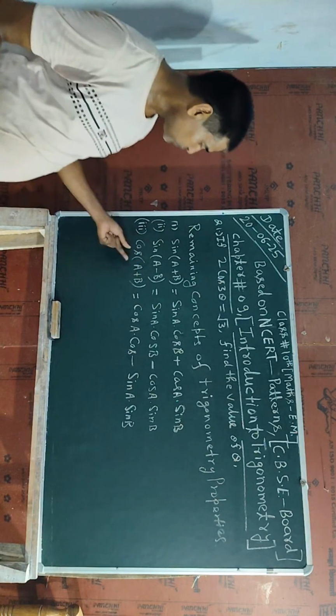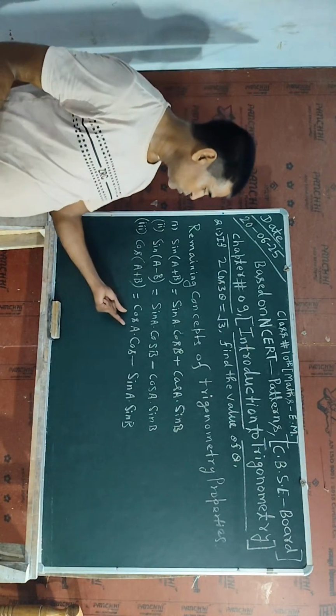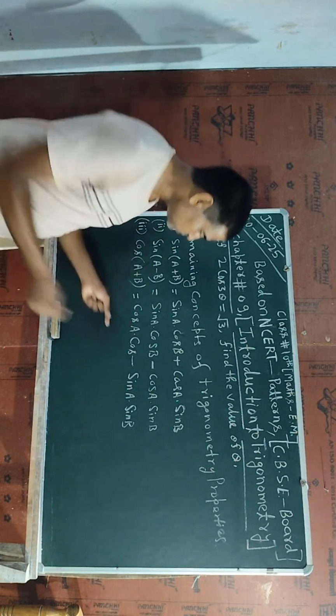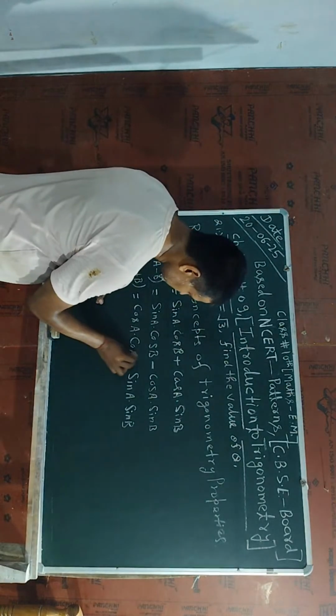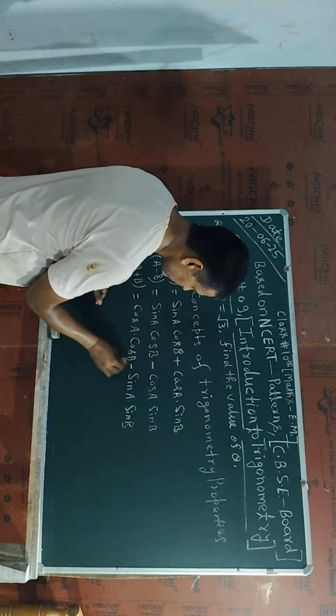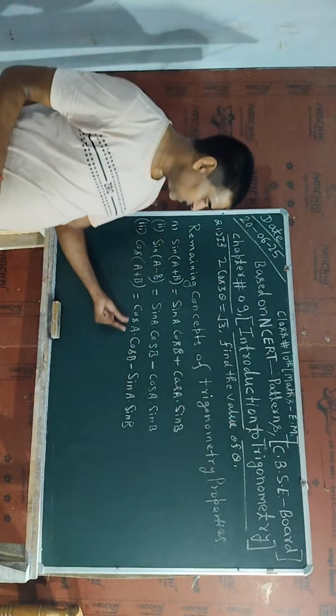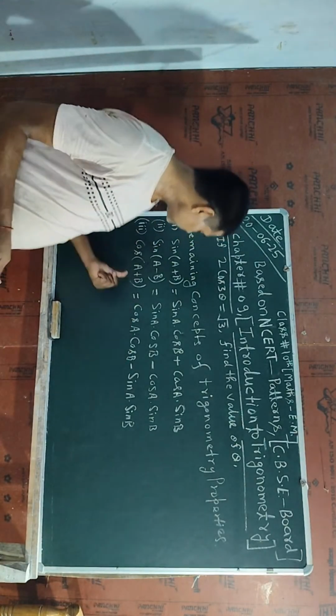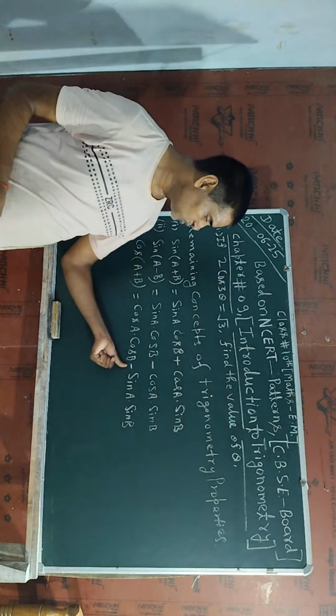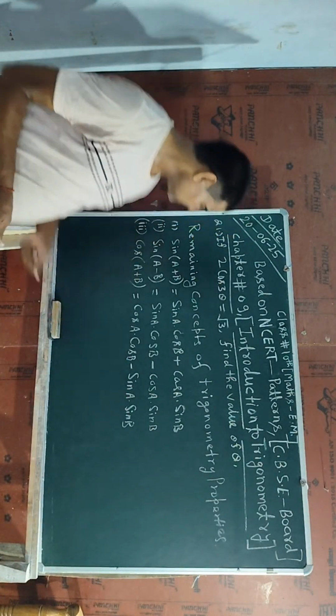So after expansion we have to write cos A into cos B. Here B is missed. Okay. So cos(A plus B) is equal to cos A into cos B minus, because here plus is available, so here I will put minus, sin A into sin B.